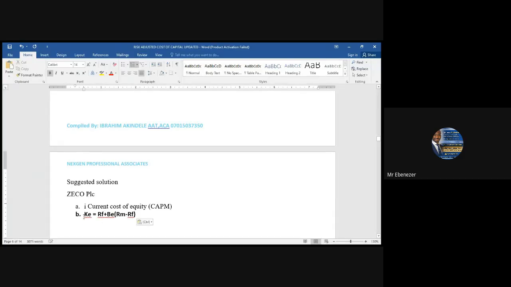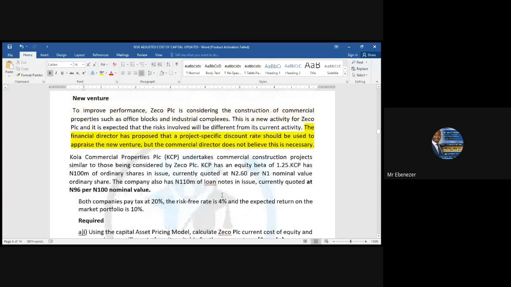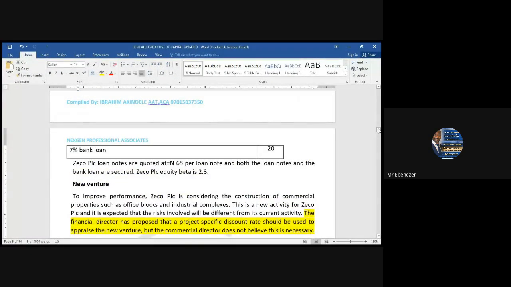This is the cost of equity. Now, let's check from the question. Are we given risk premium or market return? I think we're given market return, right? Risk-free is given as 4%. The market return is given at 10%. What is the equity beta of the main company? 2.3. Thank you.